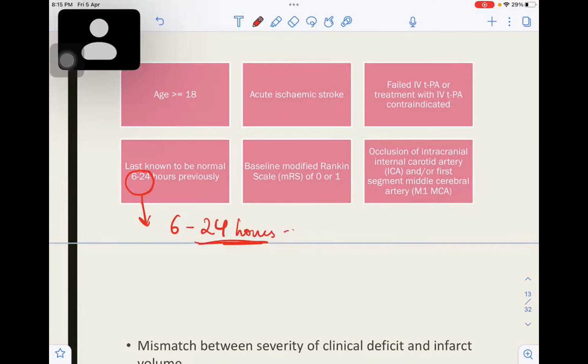And there's one more thing. The whole outcome is based on one scale, that is the modified Rankin scale, which is nothing but a disability score. It ranges from 0 to 6, where 0 is the patient is perfectly fine, and 6 the patient is dead. In between, the patient has some amount of disability, increasing from 0 to 6. So the baseline disability they used is 0 or 1. And obviously they should have a large vessel occlusion, that is either ICA or M1 of the MCA.